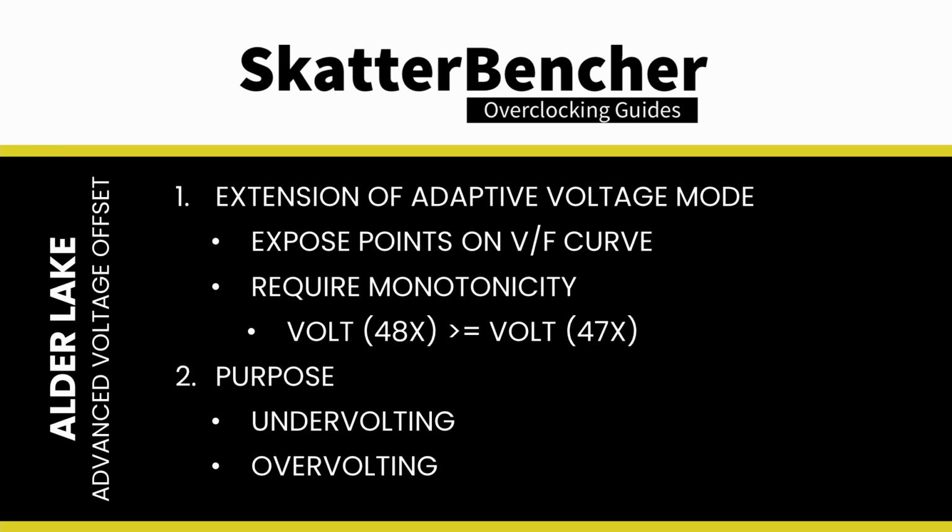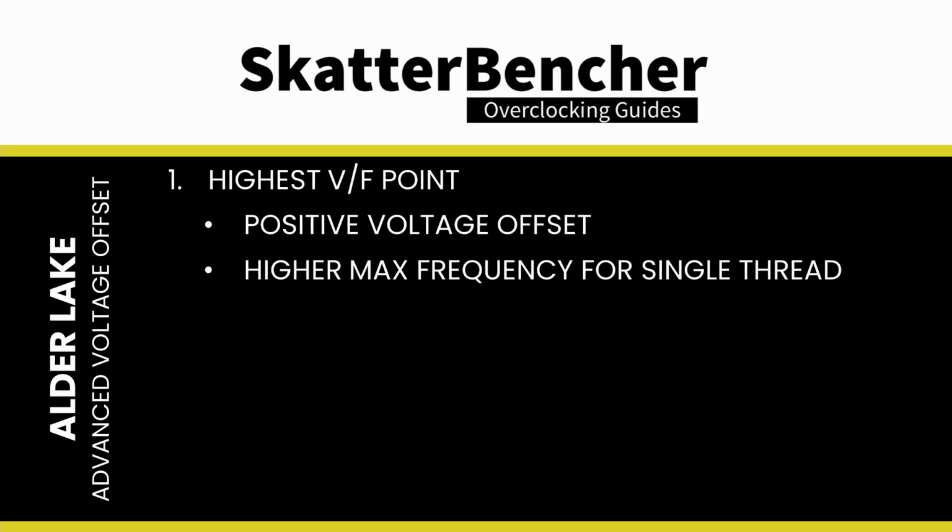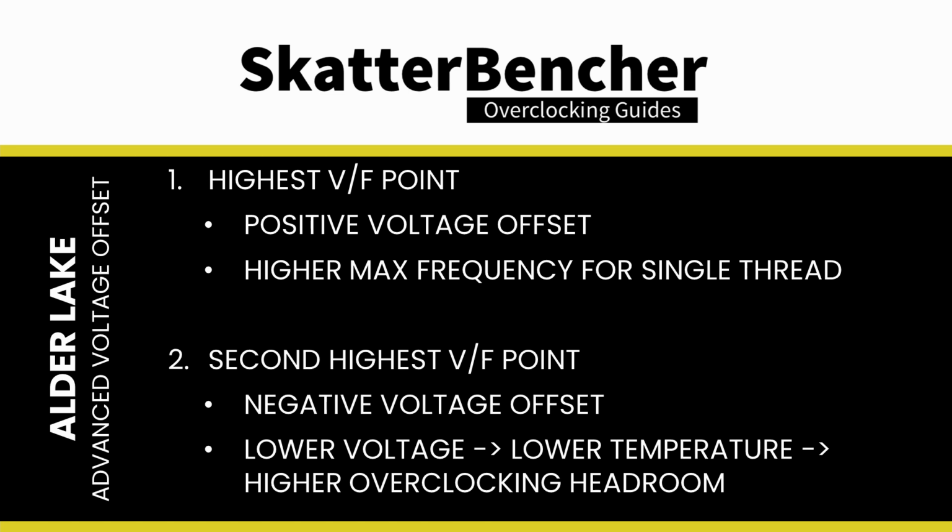The advanced voltage offset function is commonly used in two ways. First, you configure a positive voltage offset for the highest VF point. This helps achieve higher single core overclocks. Second, you configure a negative voltage offset for the second highest VF point. This helps achieve lower voltage for an all-core overclock, which results in lower temperature in all-core workloads and thus potentially additional overclocking headroom. On Alder Lake, this approach is a bit trickier because of the available VF points.